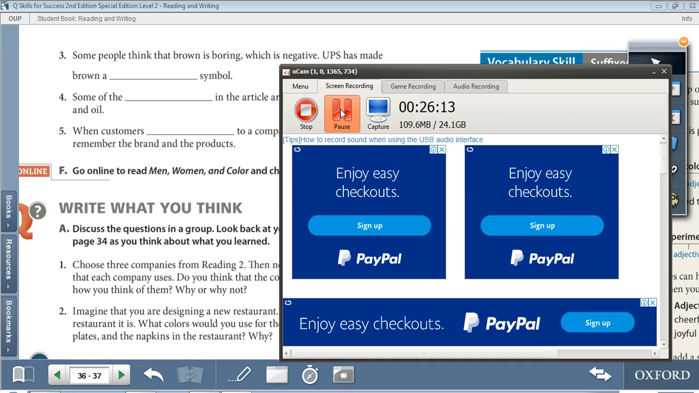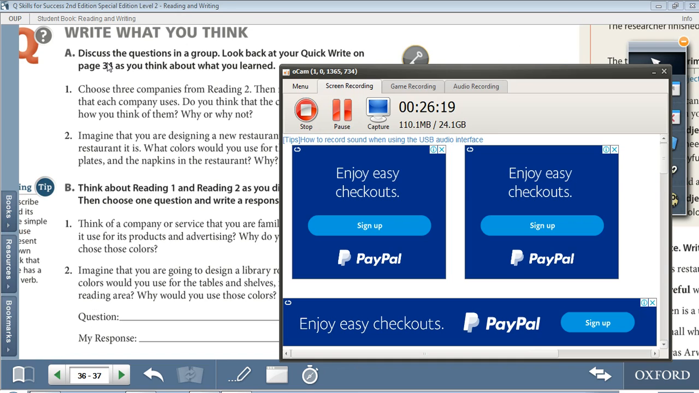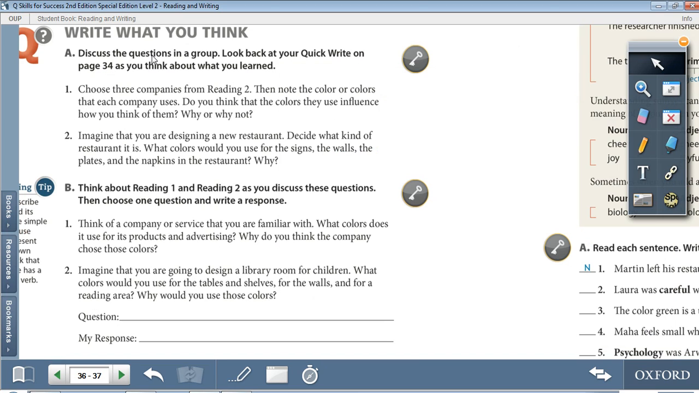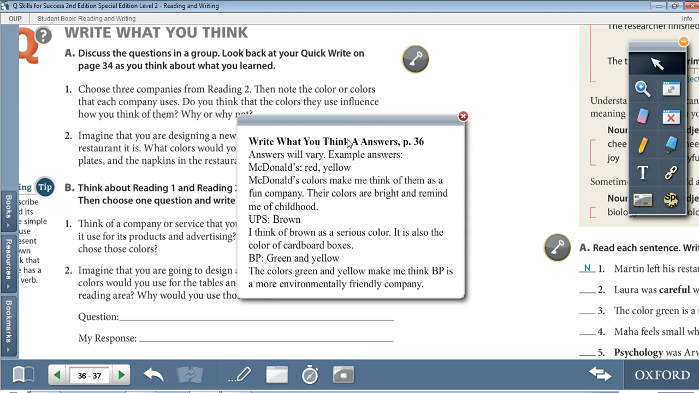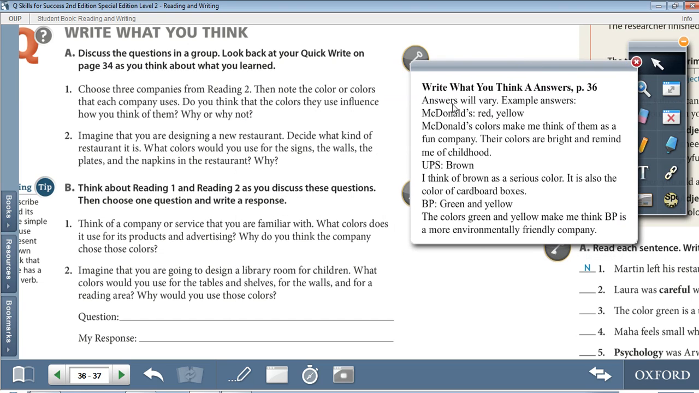Moving on to write what you think. In section A, we have some discussion questions for you to discuss in a group. For example, question 1, choose 3 companies from reading 2, then note the color or colors that each company uses. Do you think that the colors they use influence how you think of them? Why or why not? Now, for example, the answer of course will vary. McDonald's, red and yellow. McDonald's colors make me think of them as a fun company. Their colors are bright and remind me of childhood.